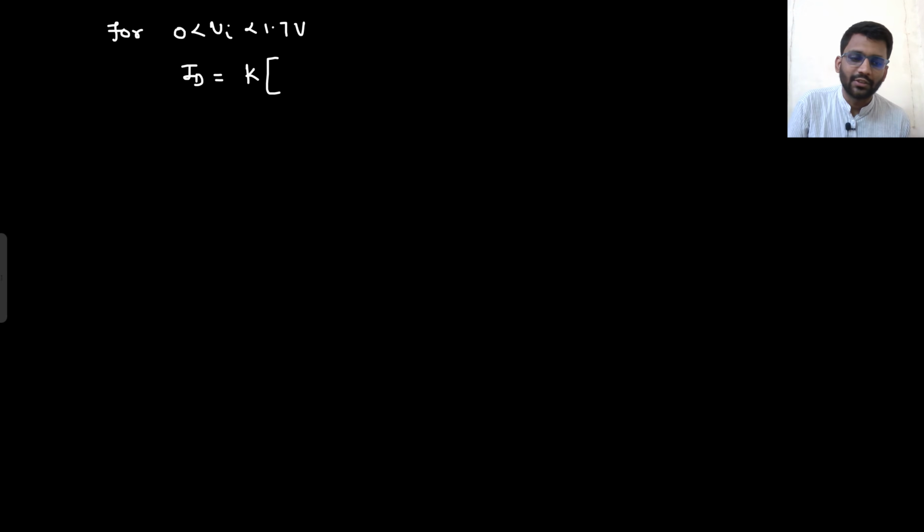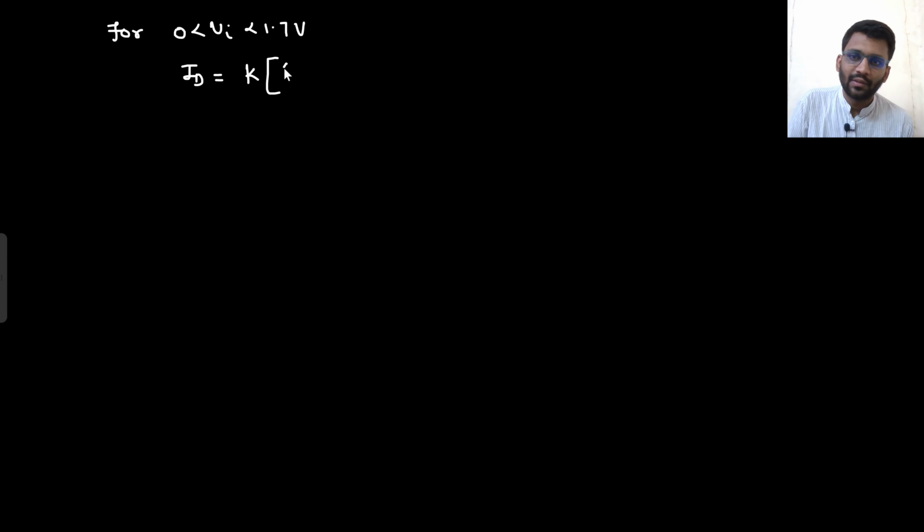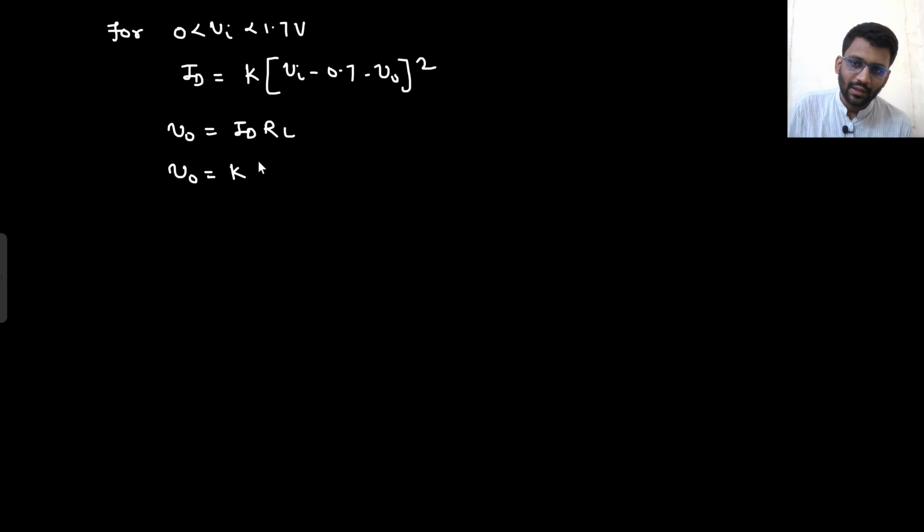Some constant into VGS minus VT whole square by 2. What is VGS minus VT? VGS minus VT is V in minus 0.7 minus V naught. The square by 2 will be taken care of in the constant only. So this is some constant into V in minus 0.7 minus V naught whole square. So what will be your V naught? V naught is ID into RL. So basically your V naught would be K into V in, although these are not small signal, I have developed the habit of writing V naught like this.